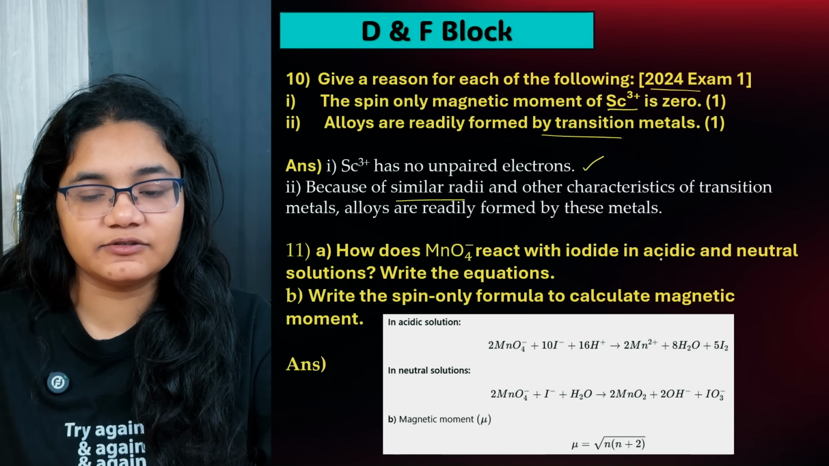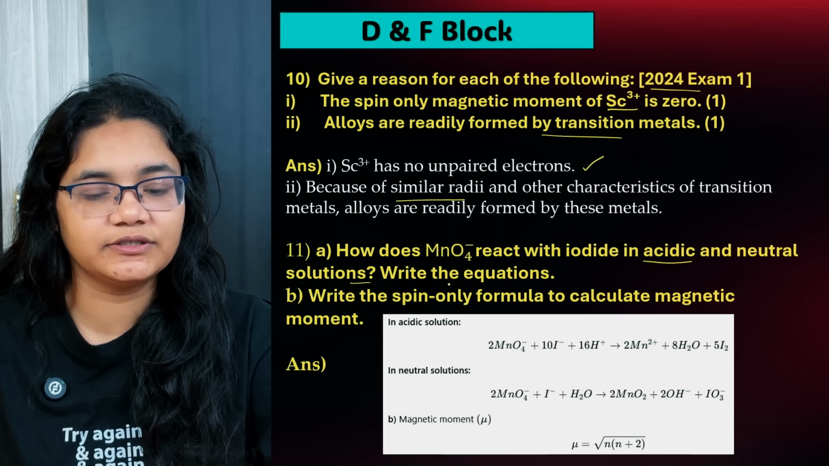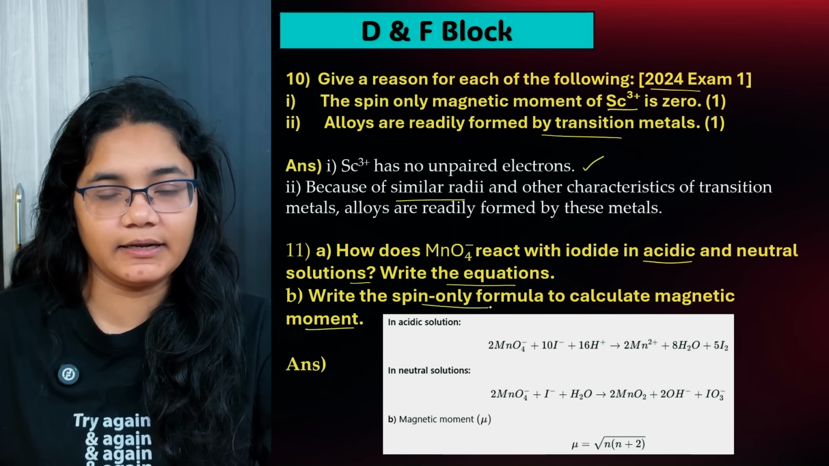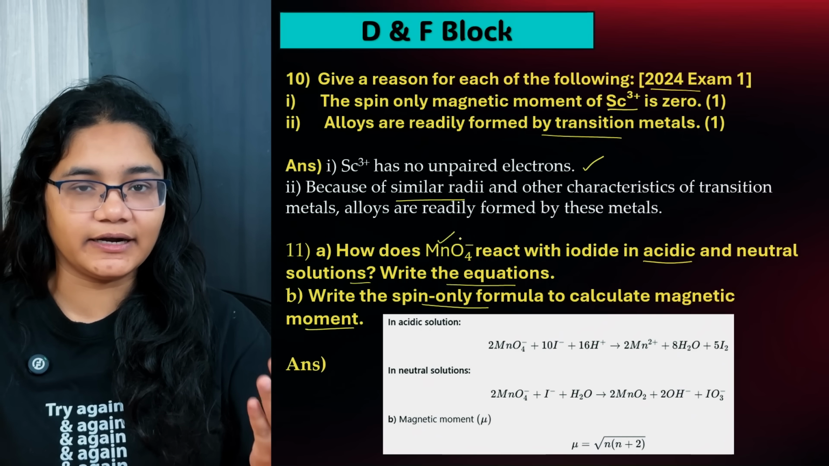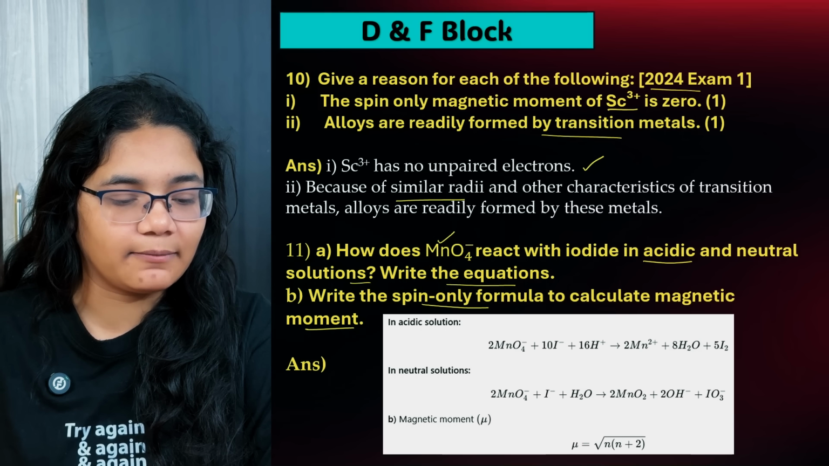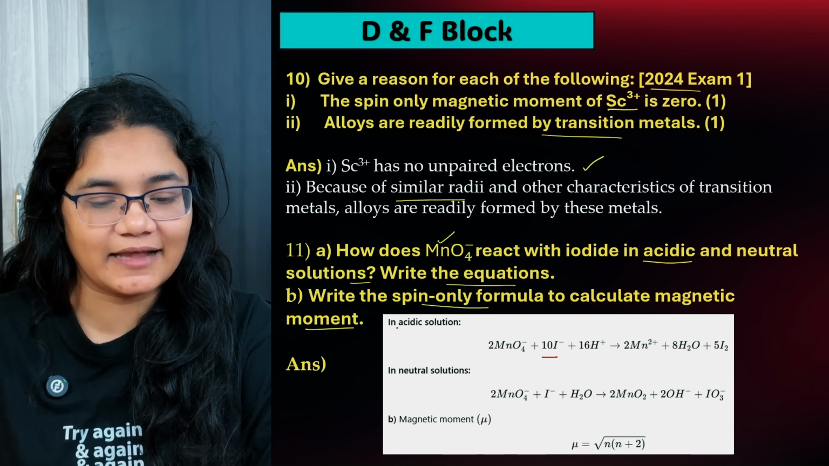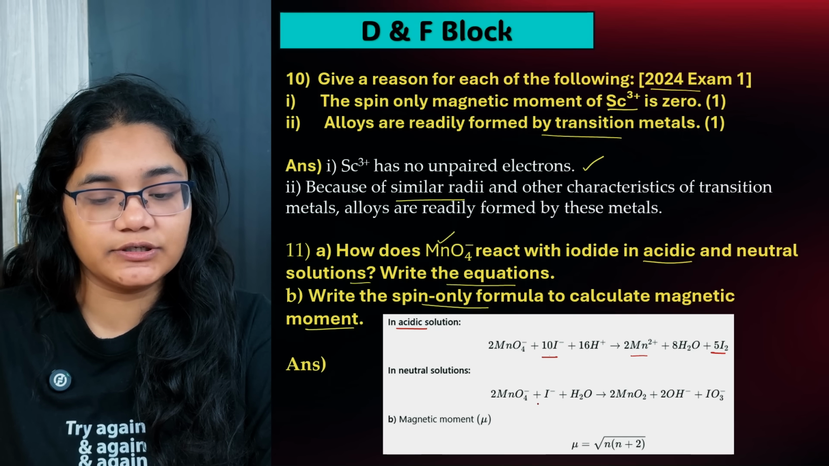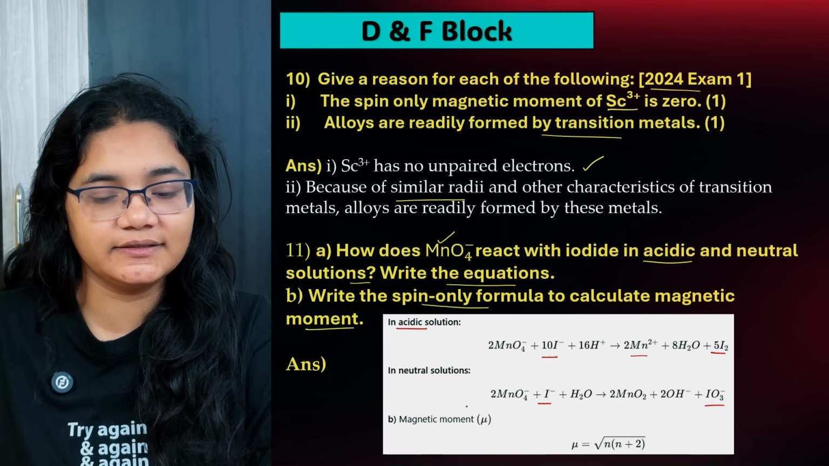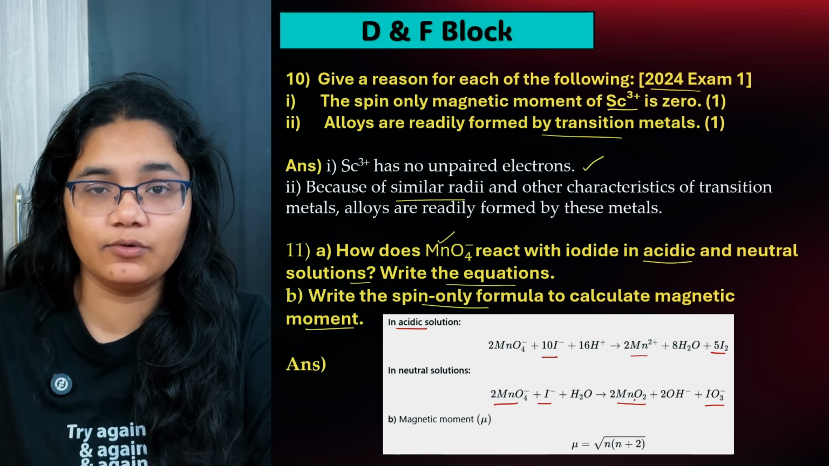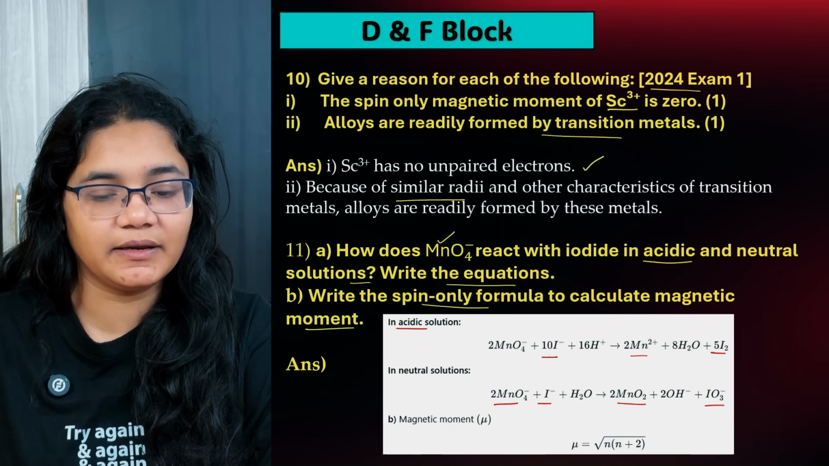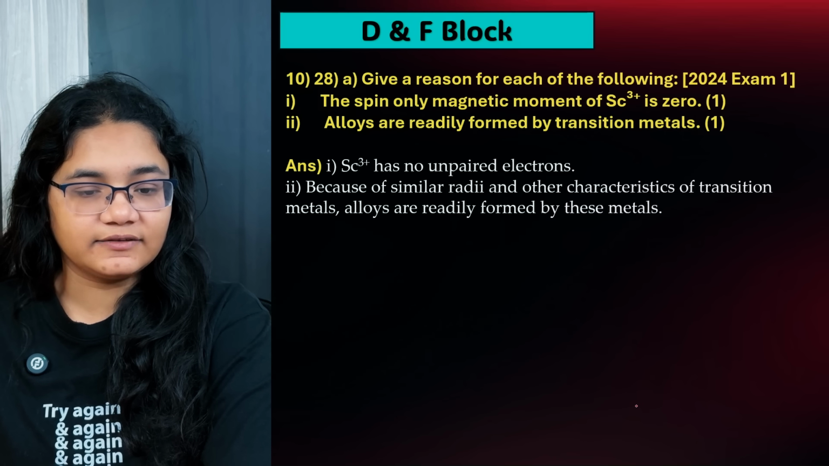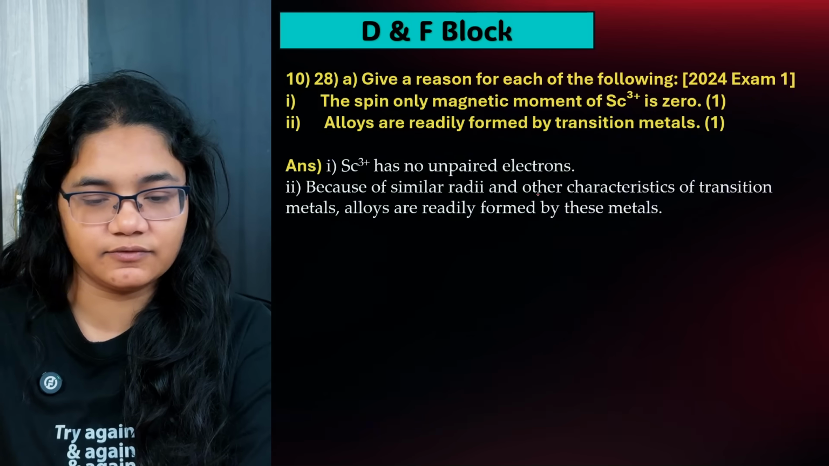Next, how does MnO4- react with iodide ion in acidic and neutral solutions? Write the equations and write the spin only formula to calculate the magnetic moment. So if you know, MnO4- reacts differently in acidic and in alkaline medium. So MnO4- reacts with I- in acidic medium to give you Mn2+, and I- gets converted to I2. But in neutral solutions, I- gets converted to IO3- and MnO4- gets converted to MnO2. Next question is here the spin only formula to calculate magnetic moment. It is root over of n into n plus 2. Next we have give a reason for, okay, this question we have already discussed.